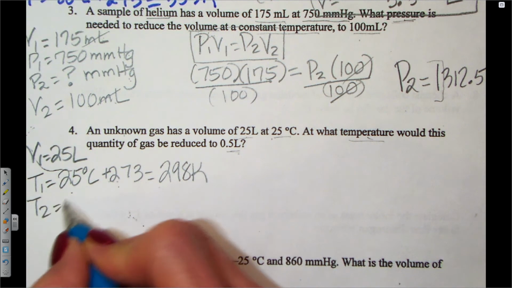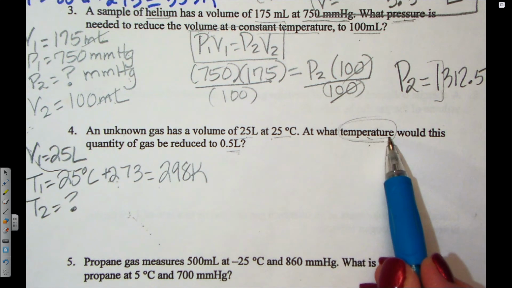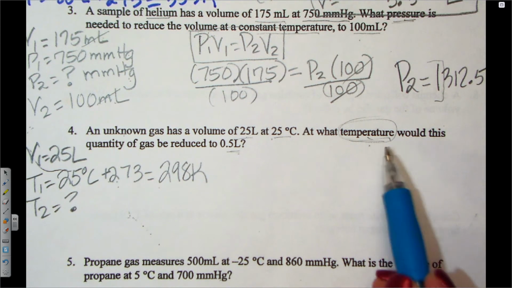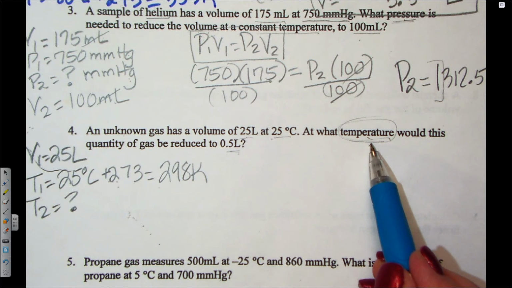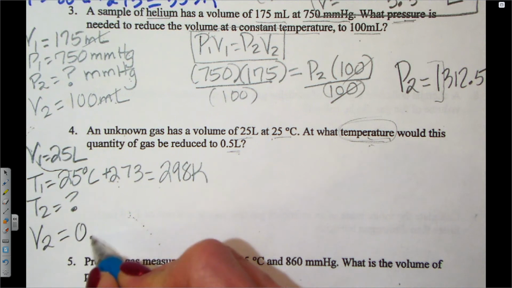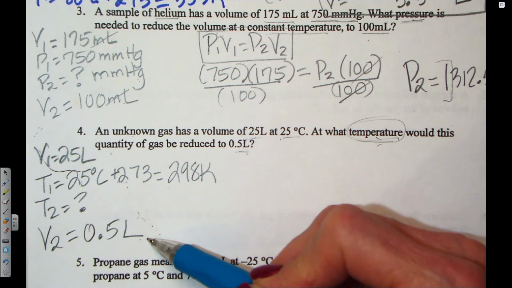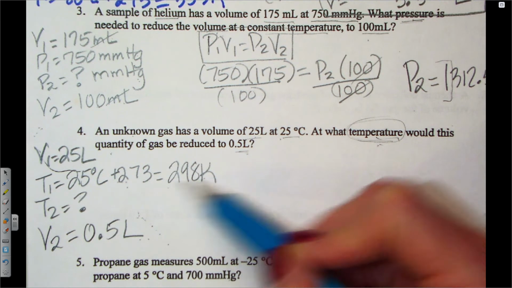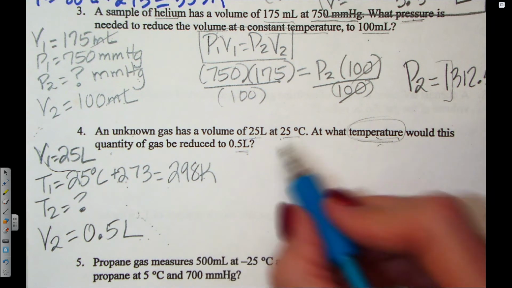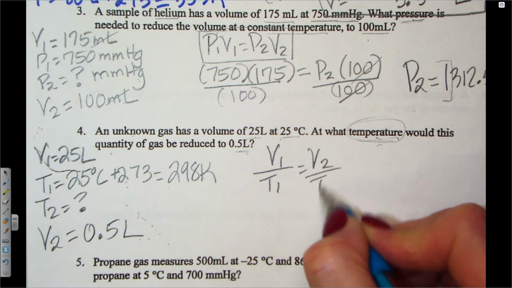T2 is what we're looking for, and it just wants to know what is the new temperature. It doesn't specify that it has to be in any specific temperature, so you can leave it in Kelvin when you're done. You don't have to convert it back to Celsius unless you just want to. And the volume, V2, is 0.5 liters. So both of our volumes are the same unit. They're going to cancel. My T1 is in Kelvin. That means my T2 is going to be in Kelvin. So let's write our blank formula. V1 divided by T1 equals V2 divided by T2.